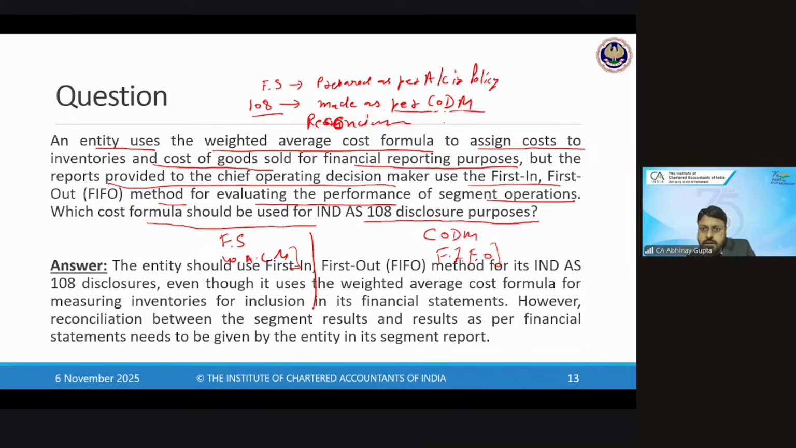Reconciliation between the FS and the CODM, right? Suppose FS is prepared on the weighted average basis and the disclosure under 108 is made as per the CODM, then we will say that as per the FS the P&L is this, but there is a change in accounting policy. Inventory is valued at FIFO. So FIFO plus minus adjustment, weighted average plus minus adjustment, and the closing. And this will be tied to the balance sheet or P&L, right? Understood?